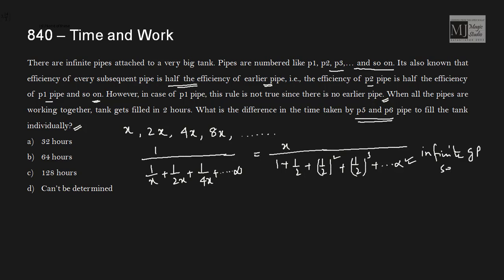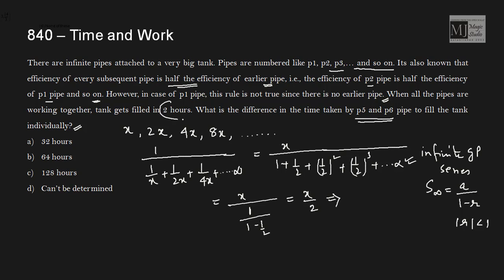We can see that it is an infinite GP series, isn't it? And the sum of infinite GP series is given by a upon 1 minus r, where mod r is less than 1. Here our a is 1 and r is half, that is less than 1. So the total comes to x upon, a is 1, r is half. 1 minus half is half and 1 upon half is 2. So this is x by 2. And now this time is given as 2 hours.